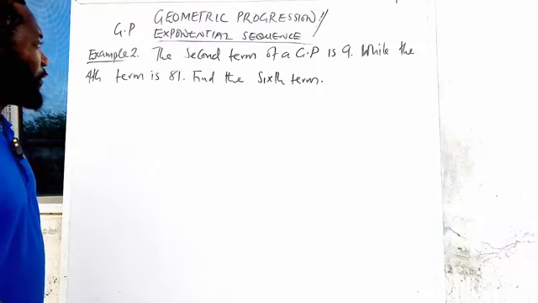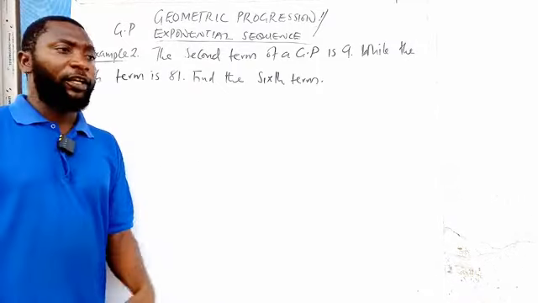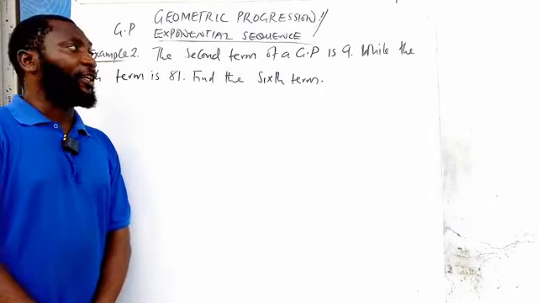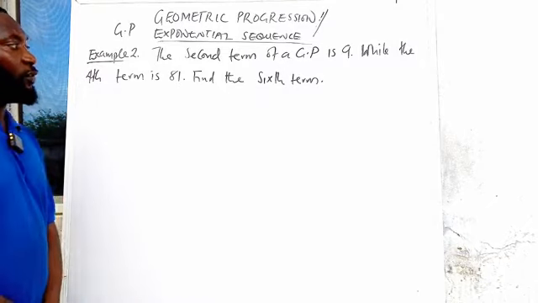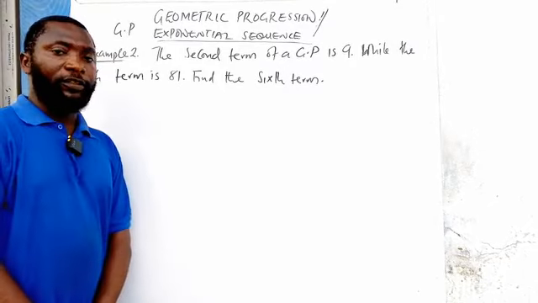The question says the second term of a geometric progression is 9, while the fourth term is 81. Find the sixth term.